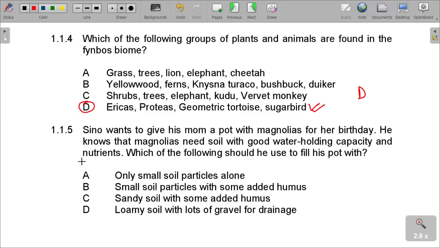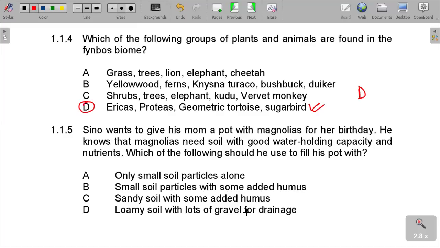A, only small soil particles alone. B, small soil particles with some added humus. C, sand soils with some added humus. D, loam soils with lots of gravel for drainage.